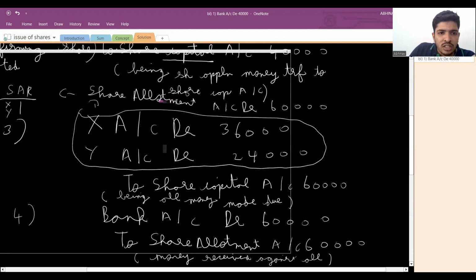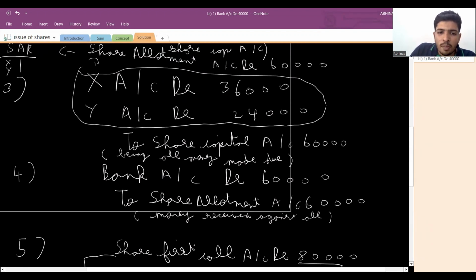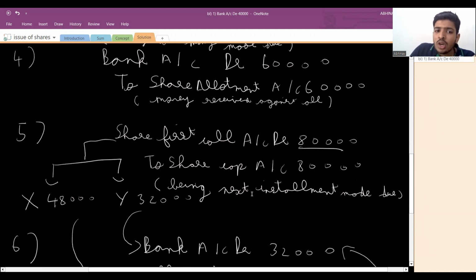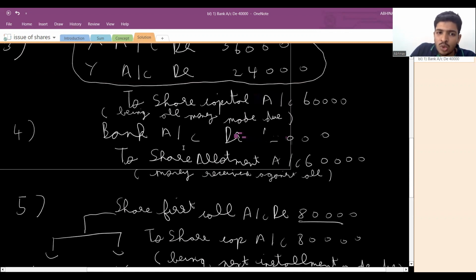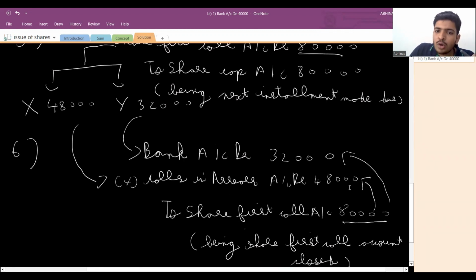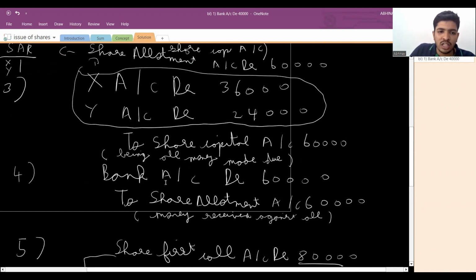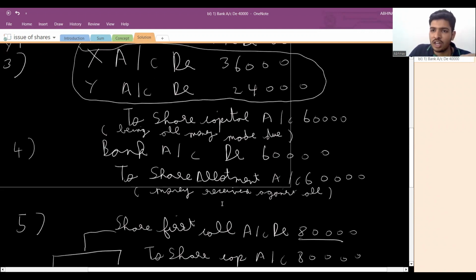Here, first thing, share allotment account to share capital account. This is the entry for making it due. After it's made due, the bank account was received. Here also, again the same, it was made due. This is the entry we're making due. The only difference is here the bank account was received. Here a certain amount was transferred to bank and a certain amount was transferred to calls in arrears, the defaulting party. Other than that, the entry we're making due is always the same. Only this entry may vary depending on how much cash is coming in, how much they are defaulting.